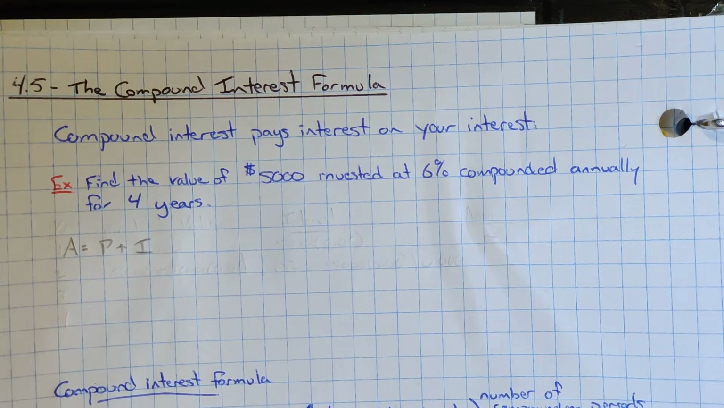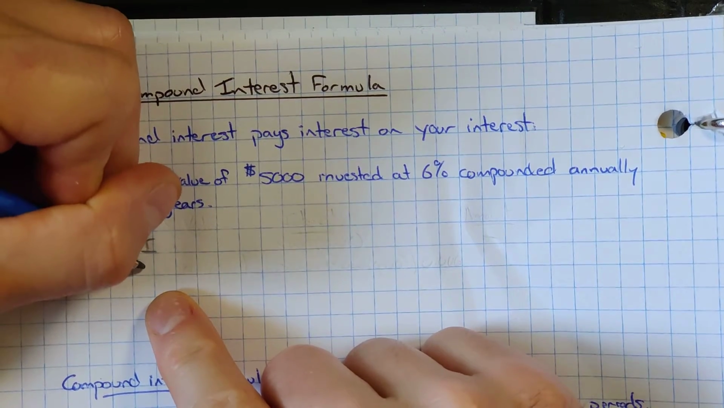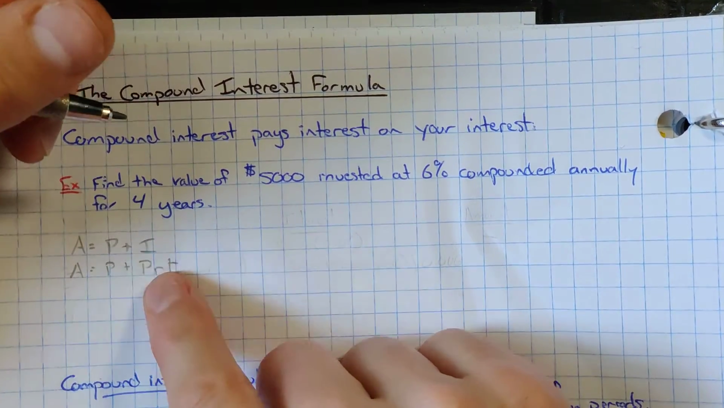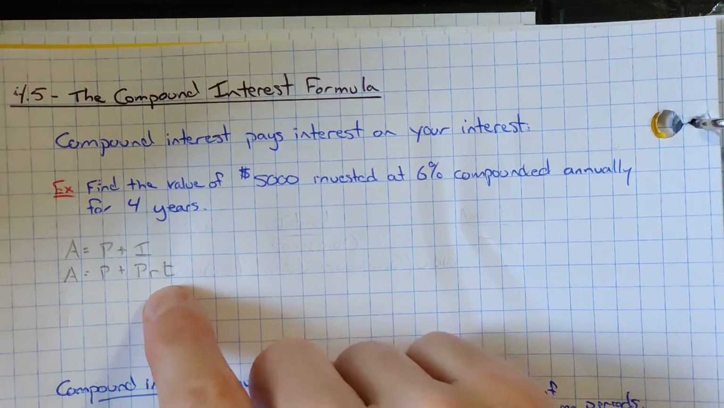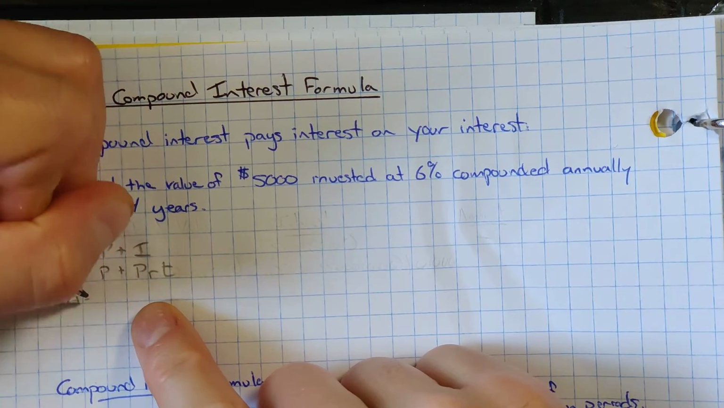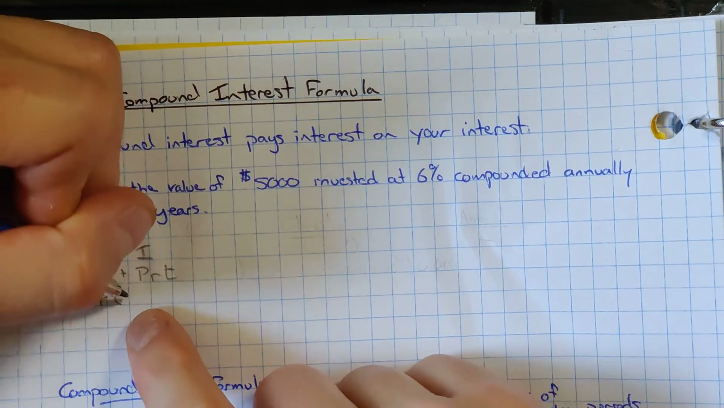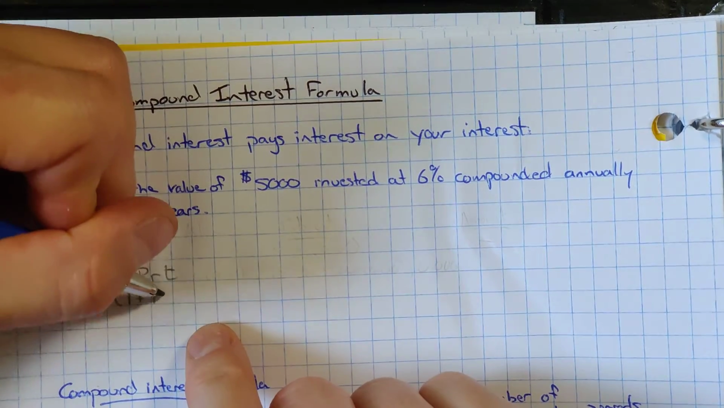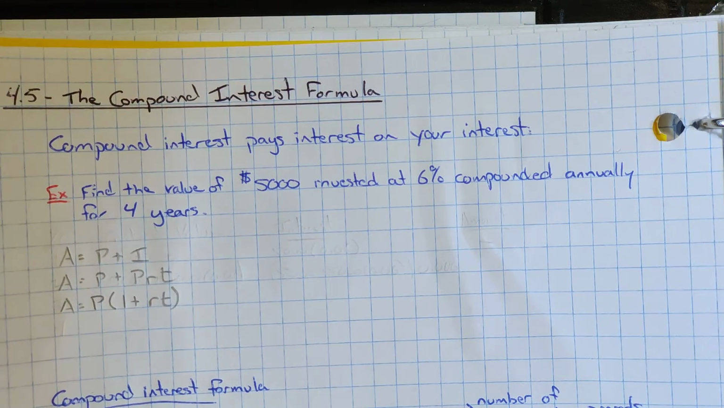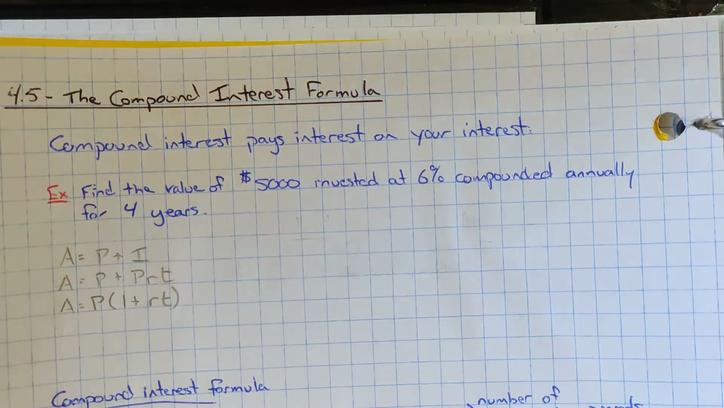But what's interest? What's the formula we have for interest from our previous section? Well, interest is PRT, principal times the rate times the time. Reaching back to when we were doing some factoring, these have a common factor of P. So P times (1 plus RT). We have principal plus the interest.